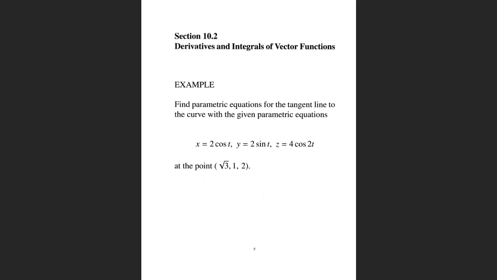All right, so let's see here. In this case, we want to find parametric equations for the tangent line to the curve that has these parametric equations. And you might wonder, what does this space curve C look like? Well, we're going to see what that looks like in a little bit here.